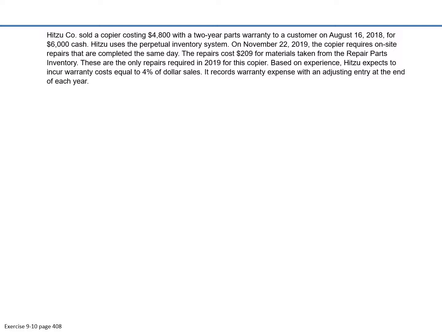Hitsu Company sold a copier costing $4,800, 2-year parts warranty to a customer on August 16th for $6,000 cash. Hitsu uses the perpetual inventory system. On November 22nd, the copier requires on-site repairs that are completed the same day. The repairs cost $209 for materials taken from the repair parts inventory. These are the only repairs required in 19 for this copier. And then based on experience, Hitsu expects to incur warranty costs equal to 4% of dollar sales. It records warranty expense with an adjusting entry at the end of each year. So, how much warranty expense does a company report in 18 for this copier?